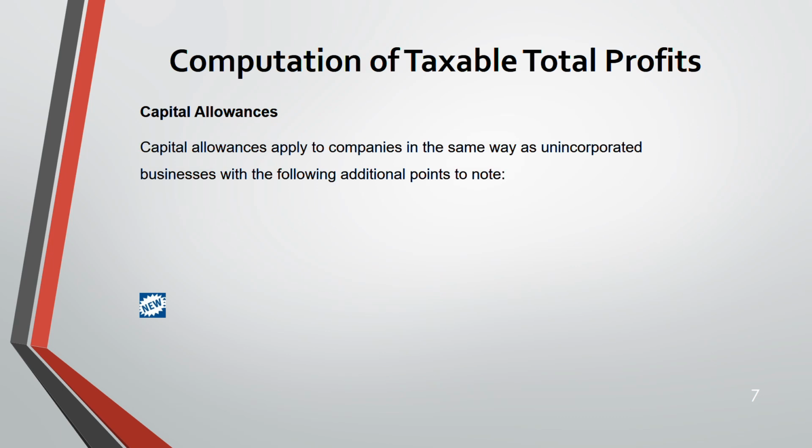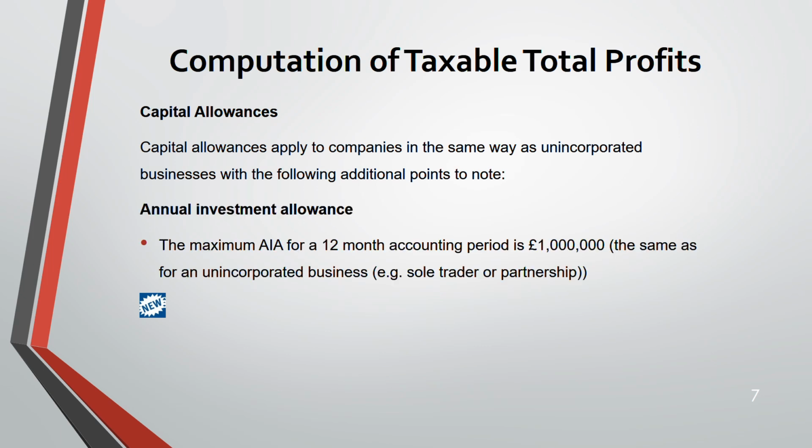Okay? The way we apply capital allowances, FYA, AIA, WDA are the same as how you have done for unincorporated businesses, but with additional points. For AIA, the maximum we know for a sole trader or partnership was 1 million for 12 months. It is the same for companies also. The new point is that for companies, you can split the AIA between related companies. This was not there for the sole trader. There you only have one for each sole trader. Here, between related companies, you can split that 1 million.